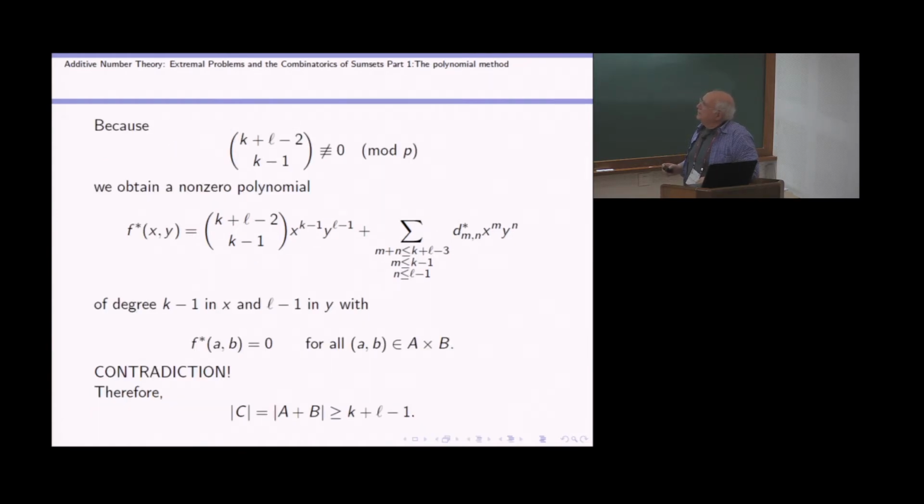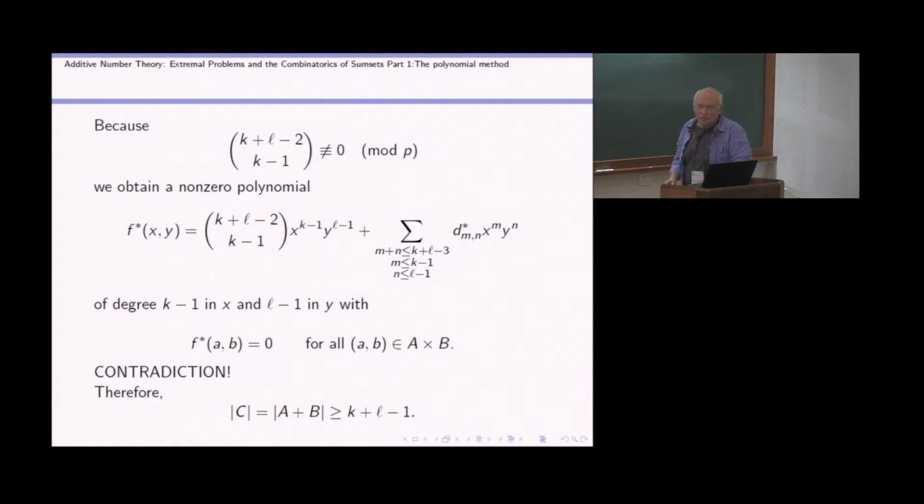That's what I just said. So when I make this substitution, I get some new polynomial, the same leading term, plus these other terms where m and n are at most k minus 1 and L minus 1 respectively, and the sum is at most k plus L minus 3. So this polynomial has degree k minus 1 in x, L minus 1 in y, and f star of A, B is 0 for all A, B in this product. That's a contradiction. All right? So we have our inequality.